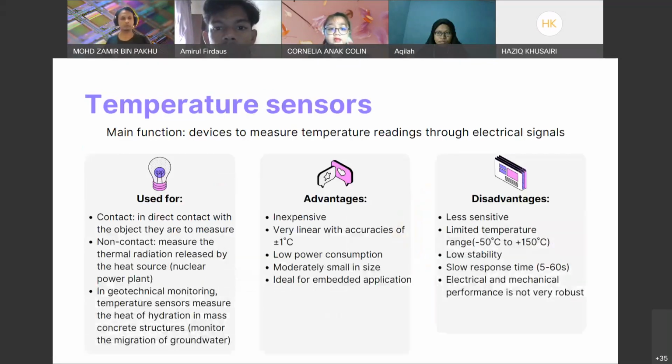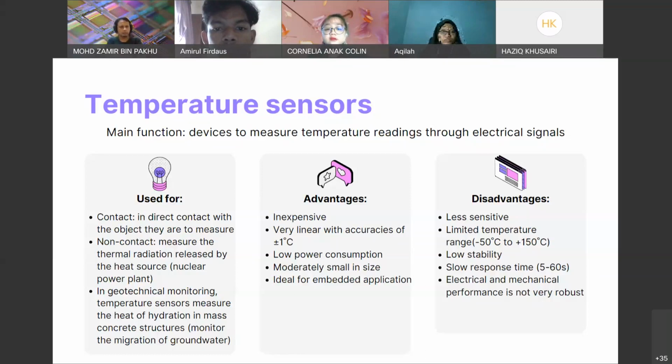So what are the functions of temperature sensors? In general, temperature sensors are devices that measure temperature readings through electrical signals. They are commonly categorized based on mode of connection, which are contact and non-contact. As in the name, contact means in direct contact with the object being measured, and non-contact sensors measure using thermal radiation released by heat sources, for example, a nuclear power plant. In geotechnical monitoring, temperature sensors also measure the heat of hydration in mass concrete structures.